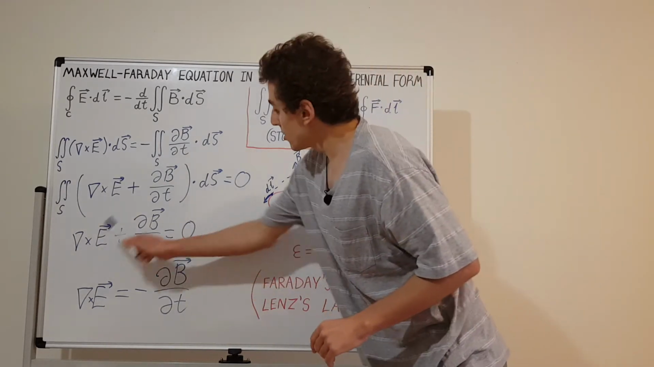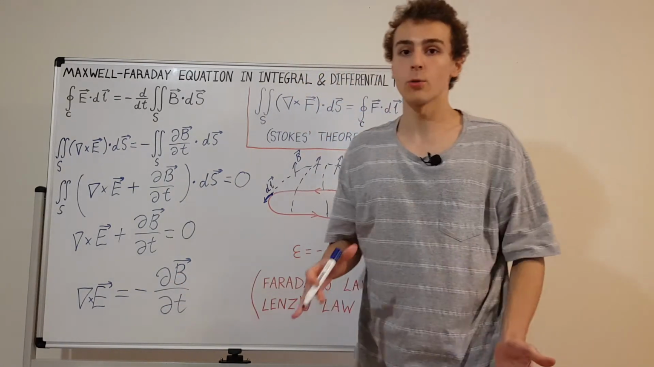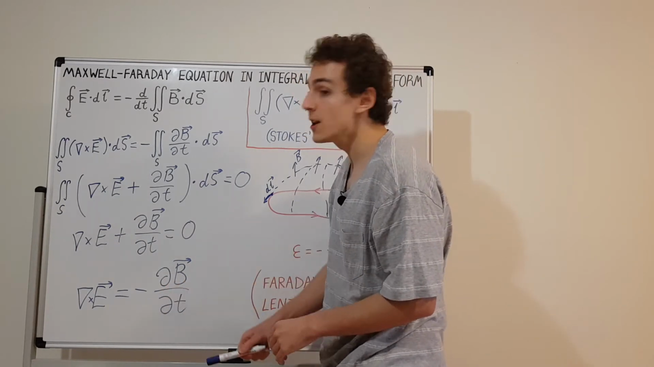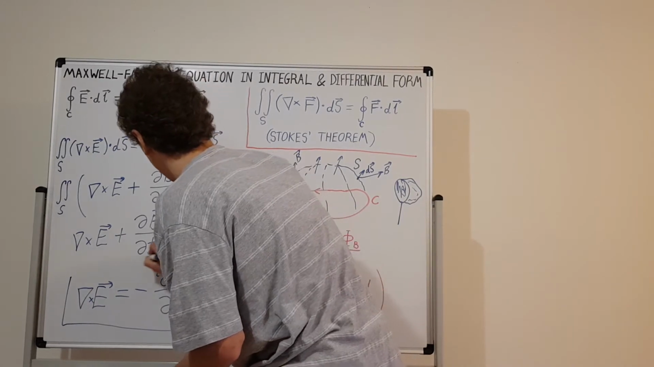So this over here is the differential form of the Maxwell-Faraday equation. You can think of it as the third one of Maxwell's equations in differential form. So I'll put a little box around it.